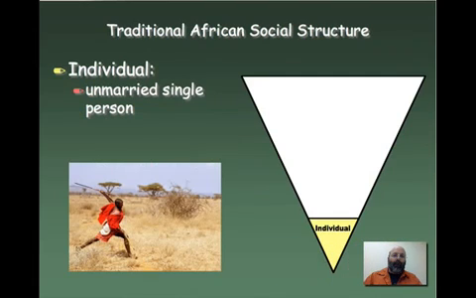Now, other things that we need to understand about traditional African social structure is we need to look at what the role of an individual is. Very simply, an individual is an unmarried single person. Okay, that's why they're at the bottom of the chart. You may notice this chart's upside down compared to what most charts we do usually look like. But being unmarried and single is not something people aspire to be, and therefore it's low in the social status.